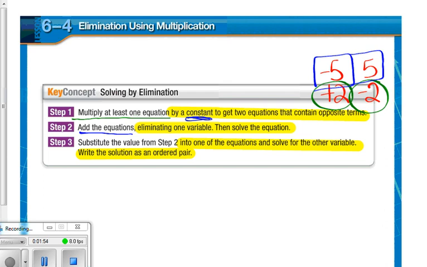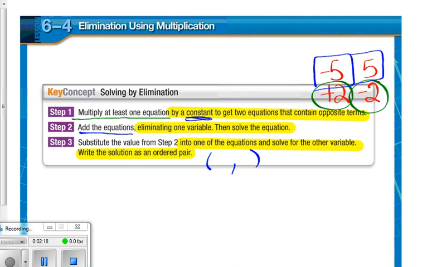And of course, anything that's highlighted is all that you need to write down in your notes. We're eliminating one variable, just like we did yesterday, and then we solve the equation. Step 3, we substitute the value from step 2 into the equations, and then we solve for the other variable. And finally, we always write our solution as an ordered pair.